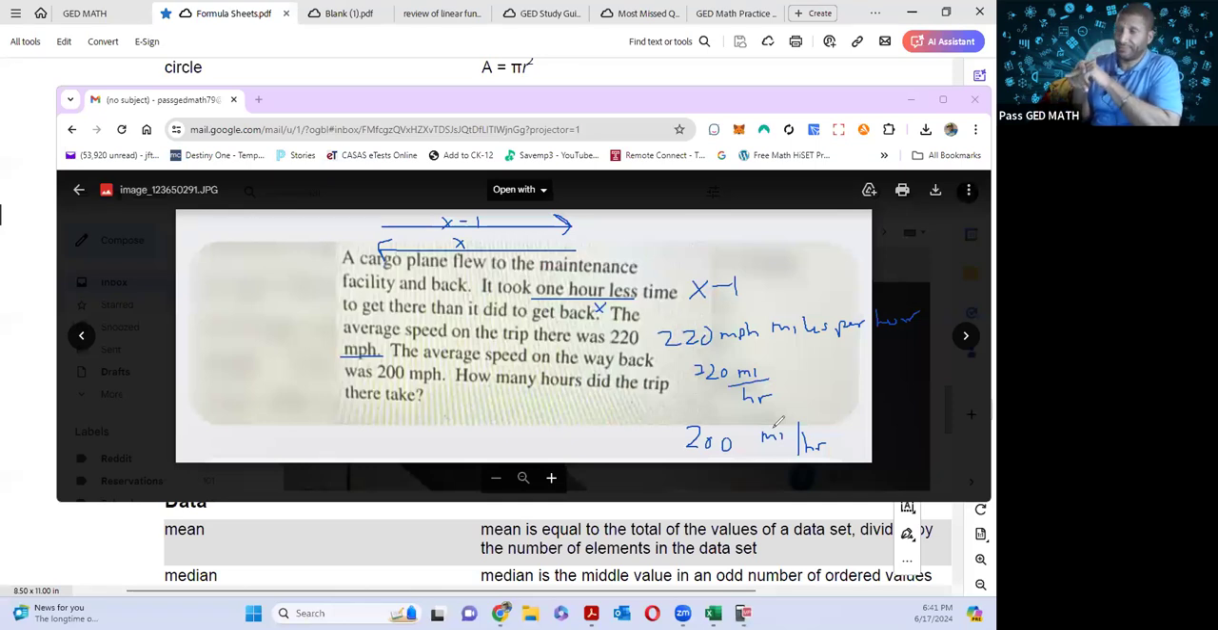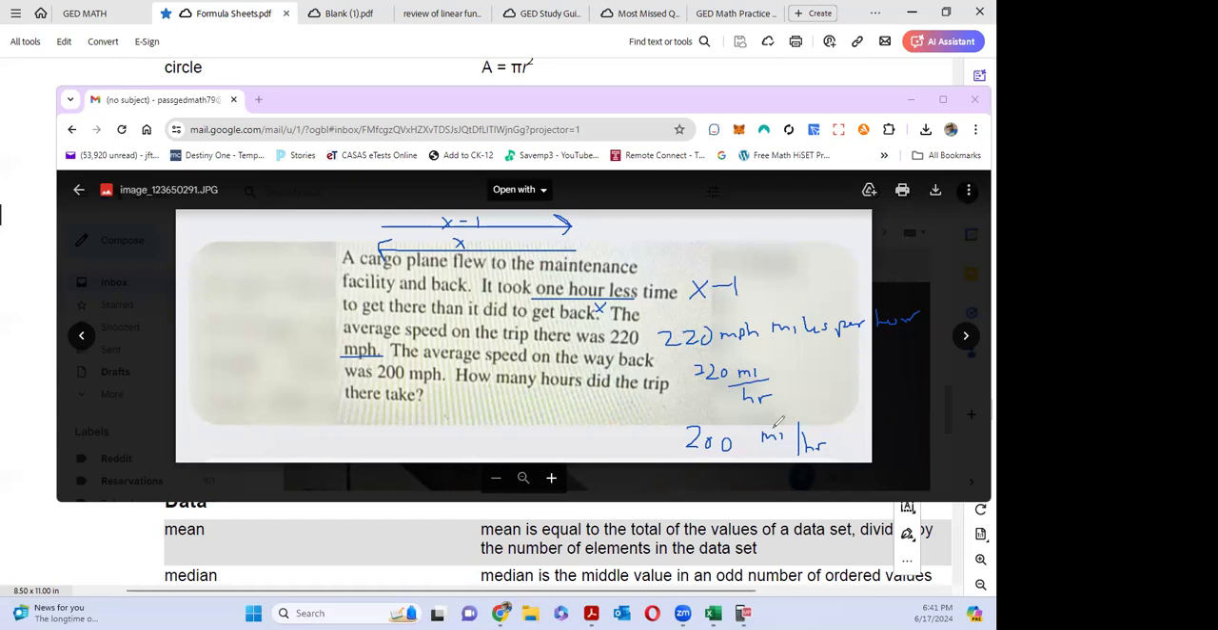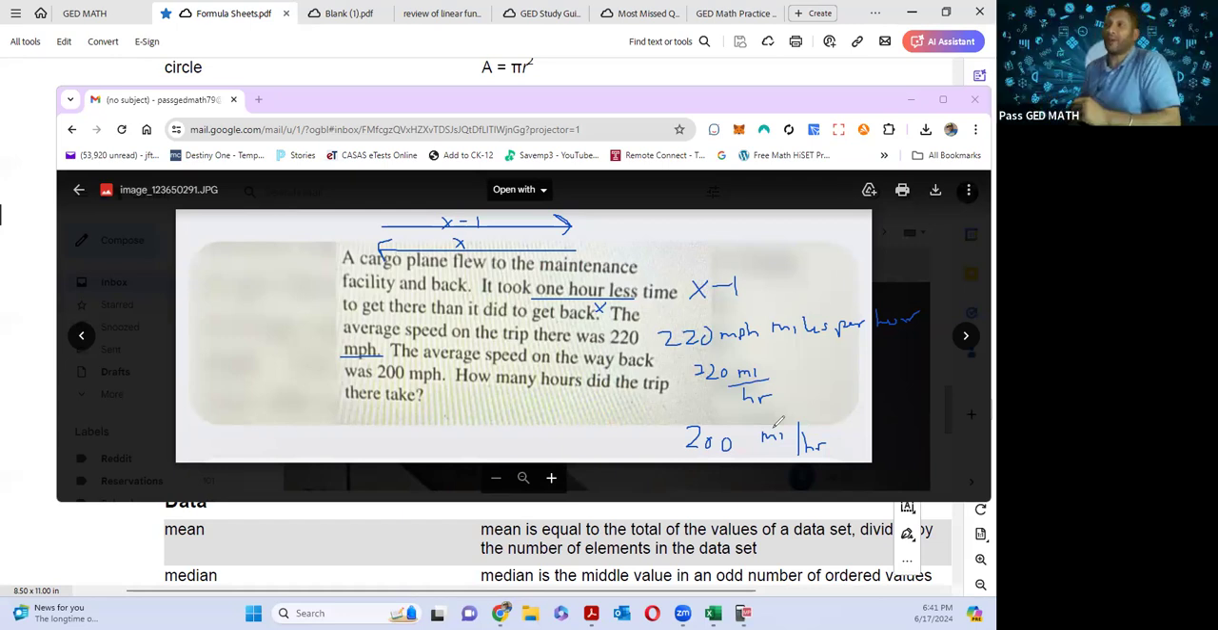First of all, this is either a HiSET or TASC question. You're not going to see a problem like this on the GED. I can almost put money on it. Now, can you answer this question? So let me ask you a question. 200 miles per hour, that's called a unit rate. For example, if I drive 55 miles per hour, does that mean I drove an hour? No. You can go 55 miles per hour, but not go 55 miles. Or I could drive 55 miles per hour for 4 hours. Or I could drive for 8 hours, right?